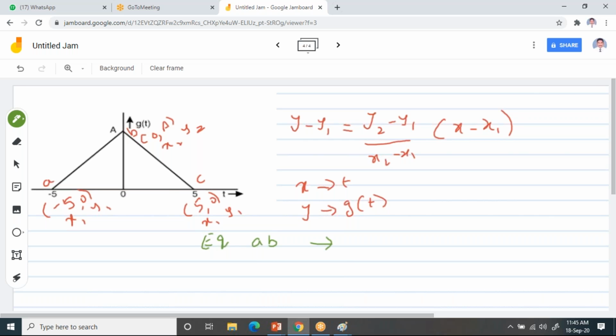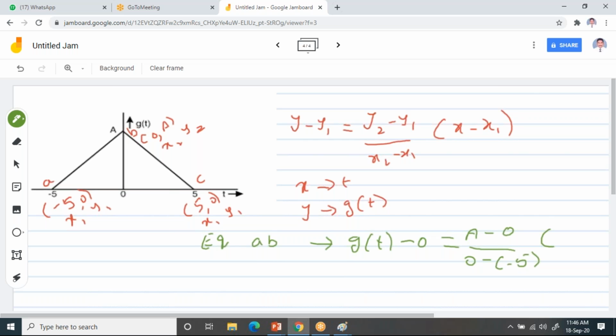When you write the equation of the line for AB, I need to write y minus y1. My y is g of t. Y1 here is 0. So I can write g of t minus 0, which is equal to y2 minus y1. My y2 is a and y1 is 0. So I can say a minus 0 by x2 minus x1. x2 is 0 and x1 is minus 5. So I can write 0 minus of minus 5 into x minus x1.